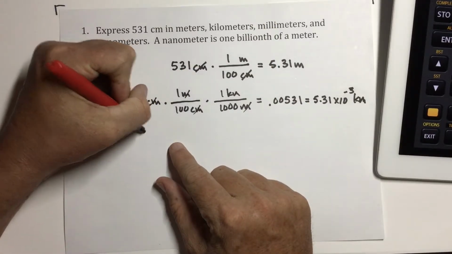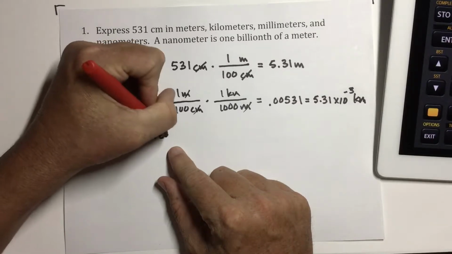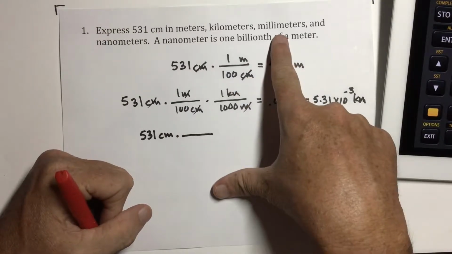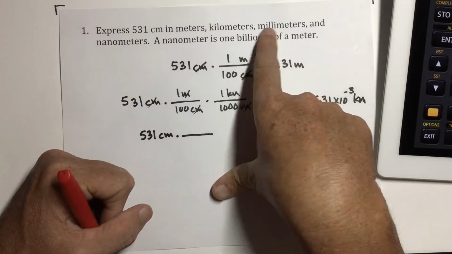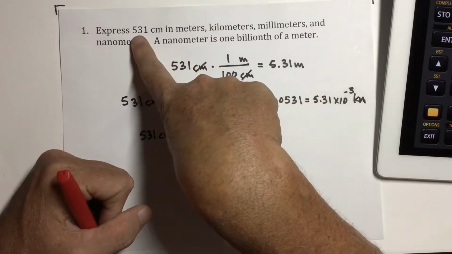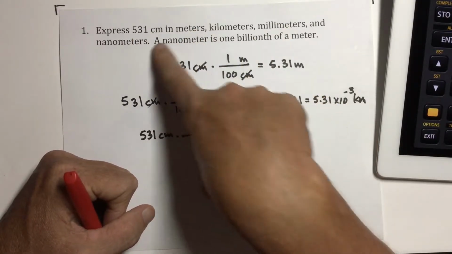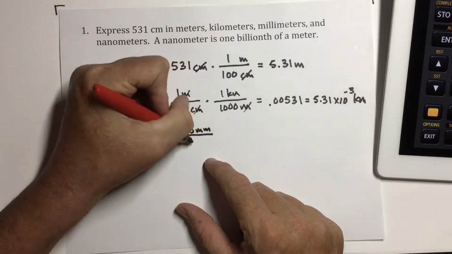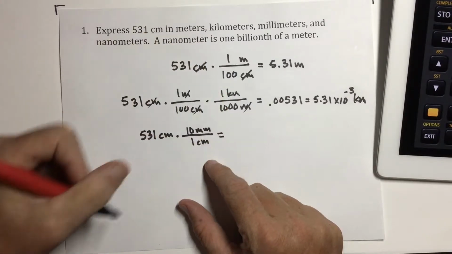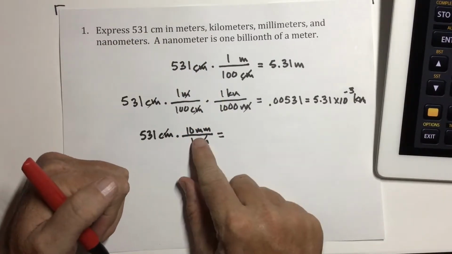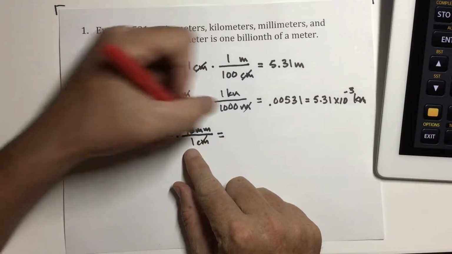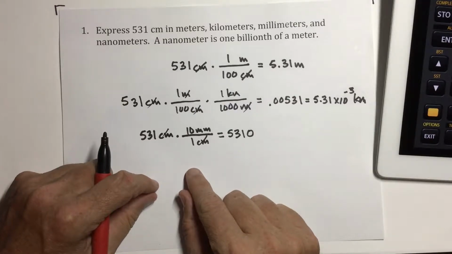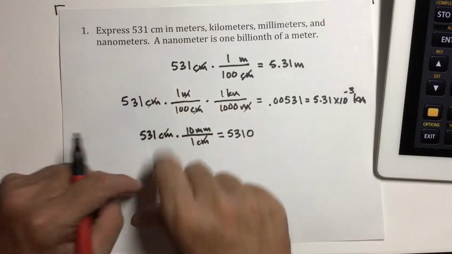Millimeters. 531 centimeters. I know that there are 1,000 millimeters in a meter, and there's 100 centimeters in a meter, so there must be 10 millimeters in a centimeter. So 10 millimeters per 1 centimeter. Centimeters cancel out. 531 times 10 is 5,310. There you go.